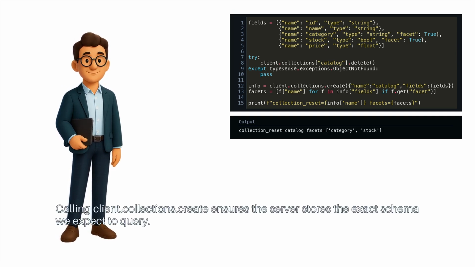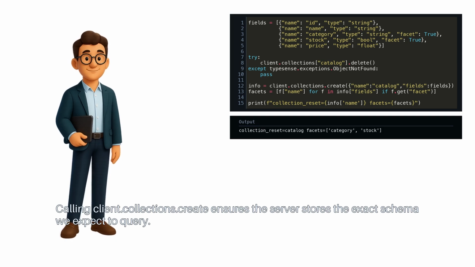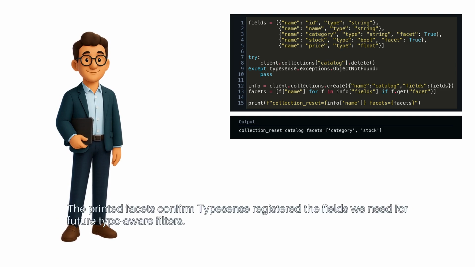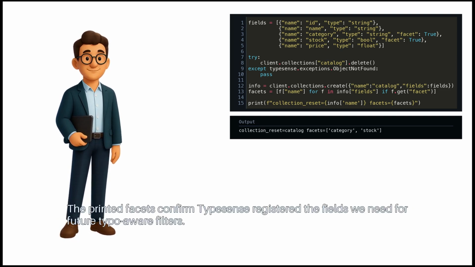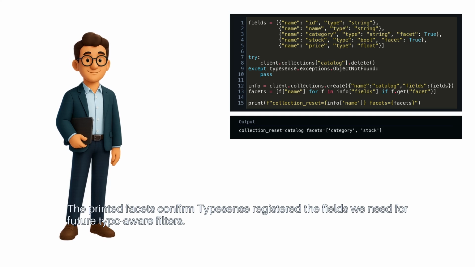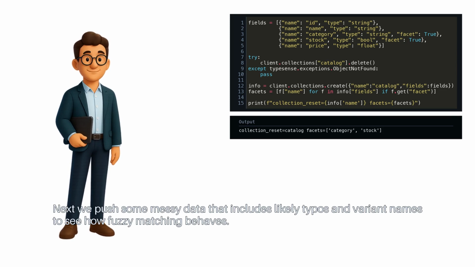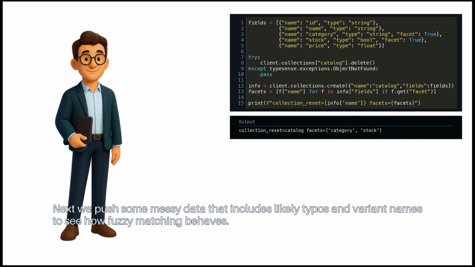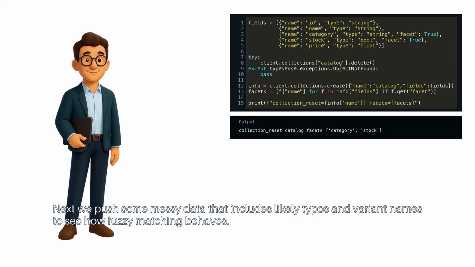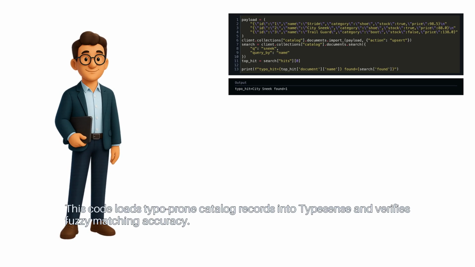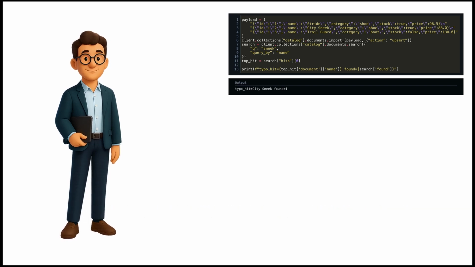Calling client.collections.create ensures the server stores the exact schema we expect to query. The printed facets confirm Typesense registered the fields we need for future typo-aware filters. Next, we push some messy data that includes likely typos and variant names to see how fuzzy matching behaves. This code loads typo-prone catalog records into Typesense and verifies fuzzy matching accuracy.